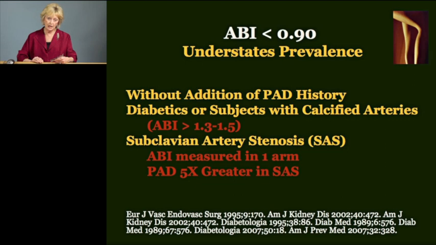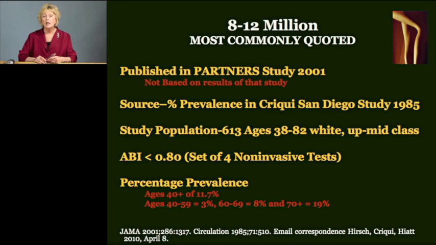Finally, in patients that have subclavian artery stenosis, if the ABI is measured in one arm only, it will understate. And it's important to note here that in patients with subclavian artery stenosis, there's a 5 times higher prevalence of PAD. 8 to 12 million, that's the most commonly quoted estimate for the number of people with PAD.